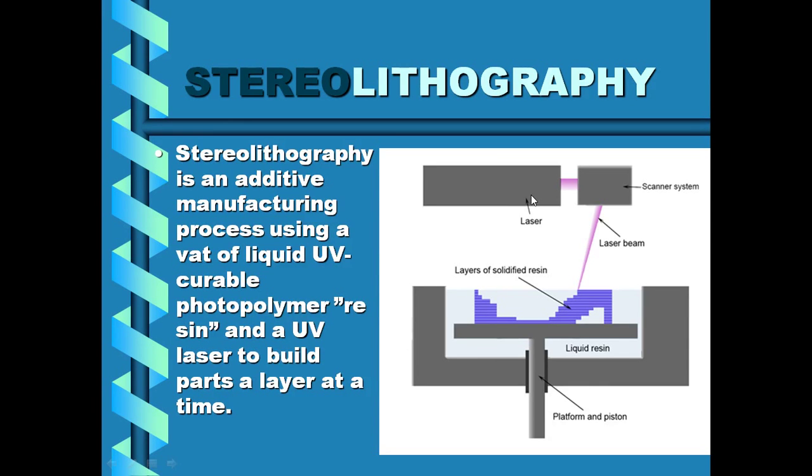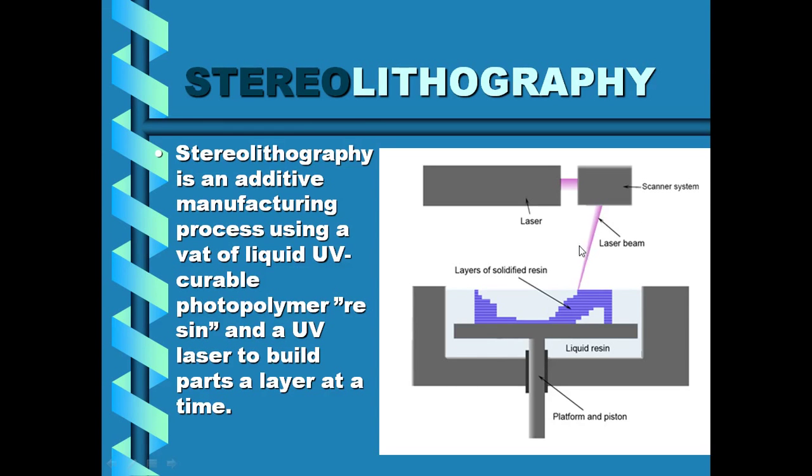So here we have a vat of liquid UV (ultraviolet) curable photopolymer. We have a laser again. This is a scanner system, because there has to be a scanner. We are talking about printing.